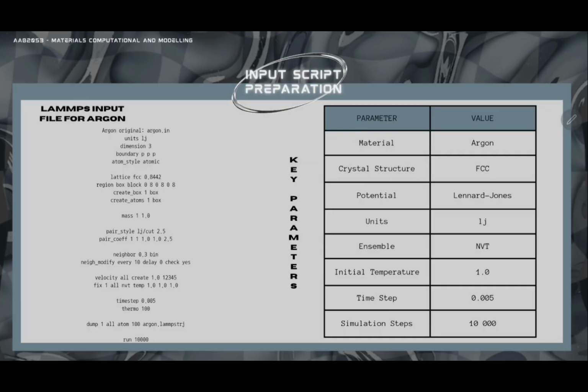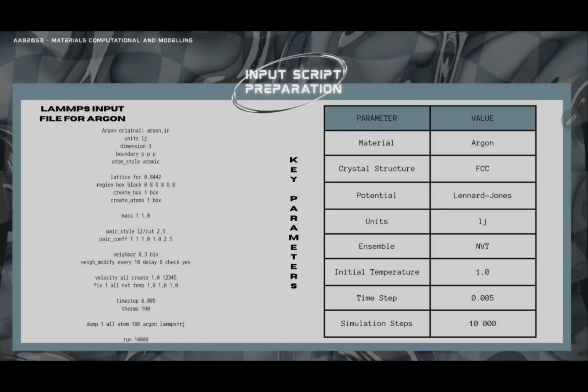Next, we selected the Lennard-Jones potential by using the pair_style lj/cut and pair_coeff commands to define the interactions between argon atoms. After that, we assigned the initial atomic velocities using the velocity command with a reduced temperature of 1. We then applied the NVT ensemble using the fix nvt command to keep the number of atoms, volume, and temperature constant throughout the simulation. The simulation was run for 10,000 time steps using the run 10000 command.